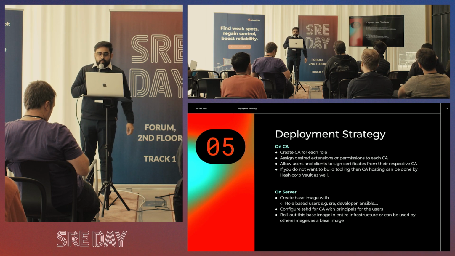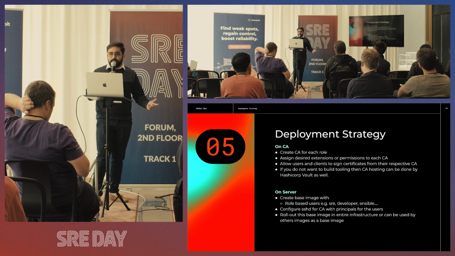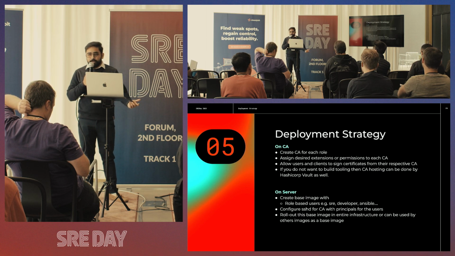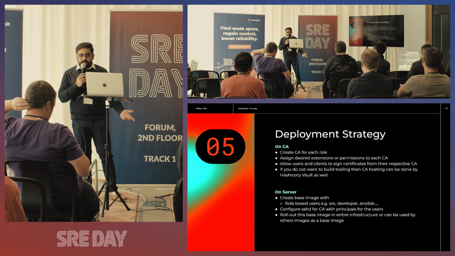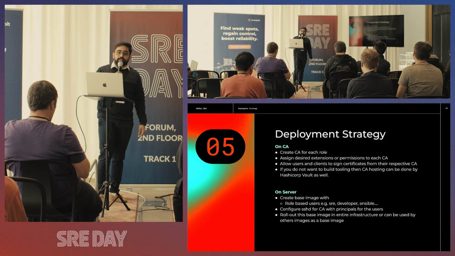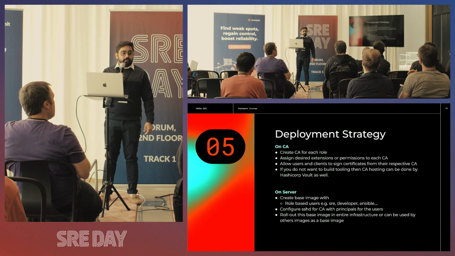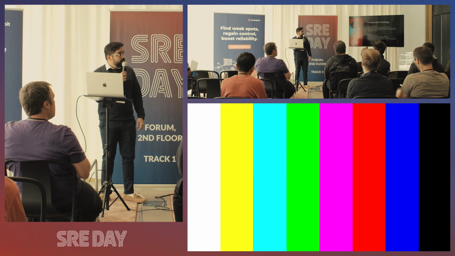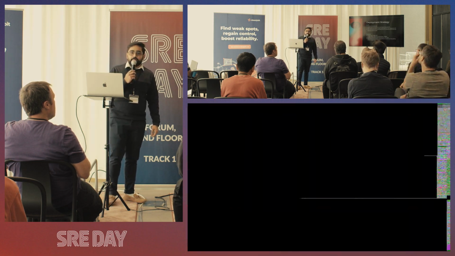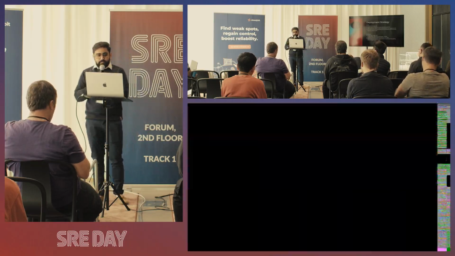On the server side, we need to create a base image for those roles with allowed principals. We allow our SSH daemon configurations to have those principals for those users, and we roll that base image out for the entire infrastructure. By doing this, you are not creating users anymore, you are trusting your CA, and you can roll back your CA as well. So it becomes very neat.